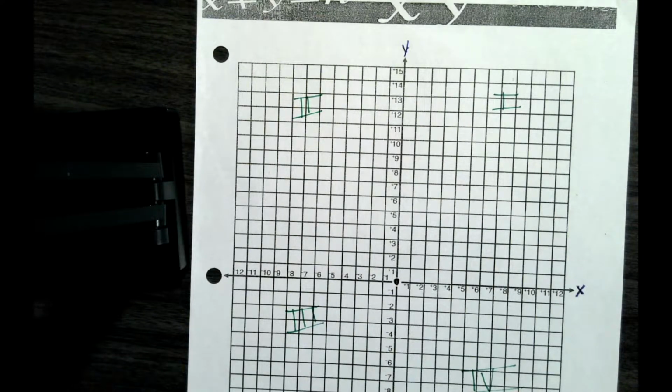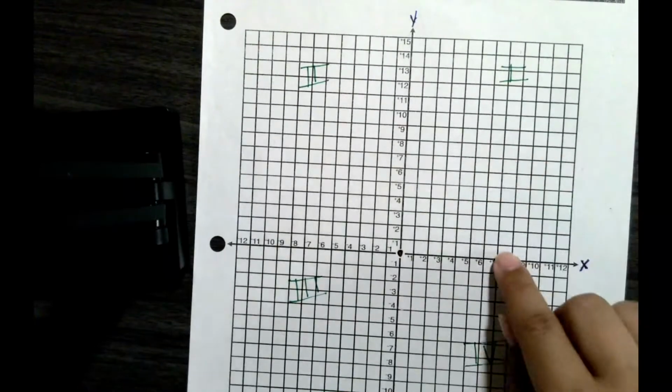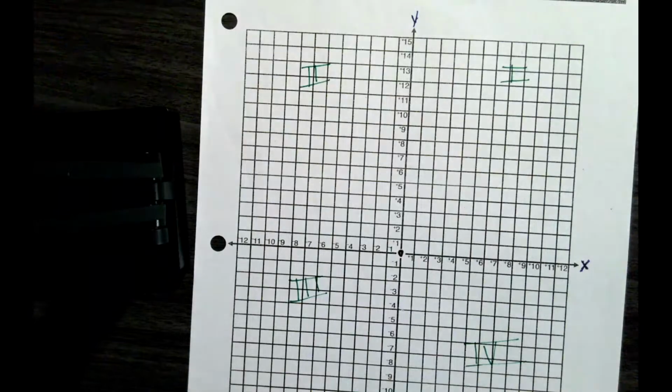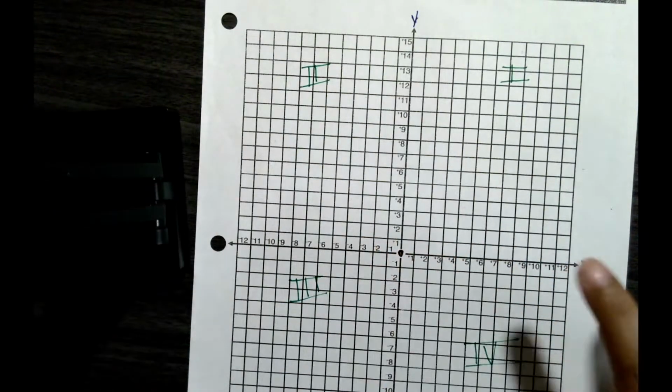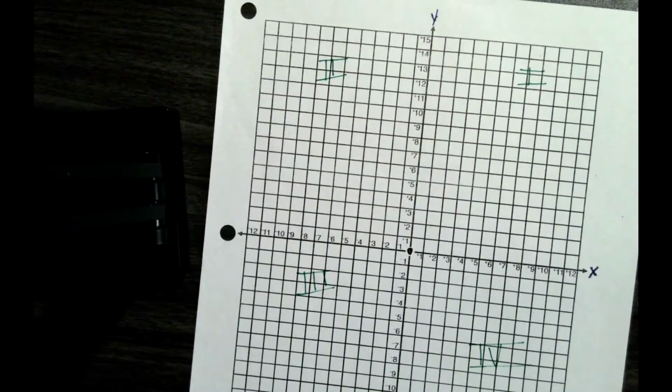The reason the quadrants are so important is because we can talk about different qualities of each one. In quadrant 1, your x and your y are positive. In quadrant 2, it's negative, positive. Quadrant 3, negative, negative. Quadrant 4, positive, negative. So those are things that you need to know about your quadrants.